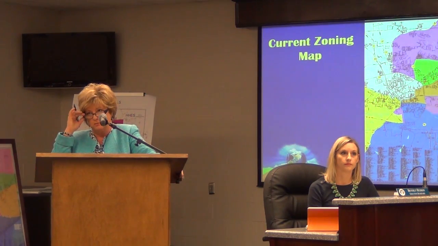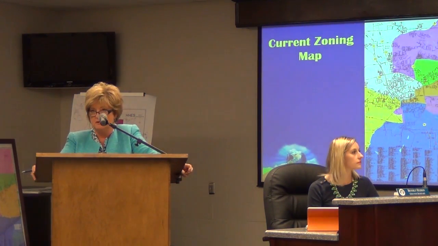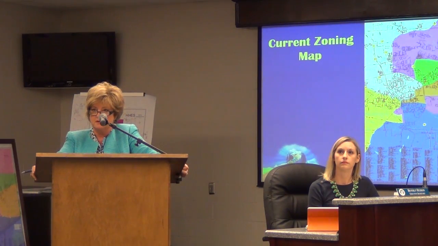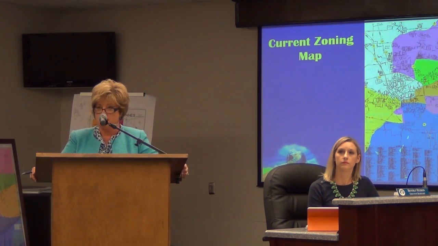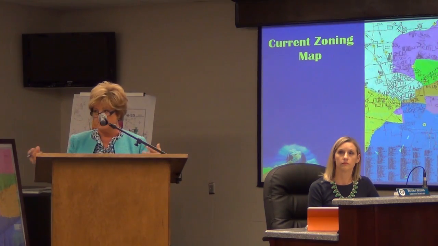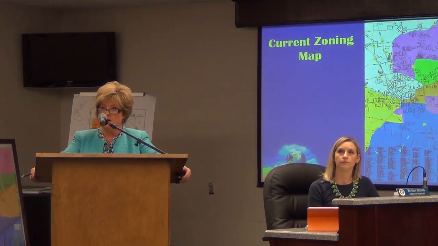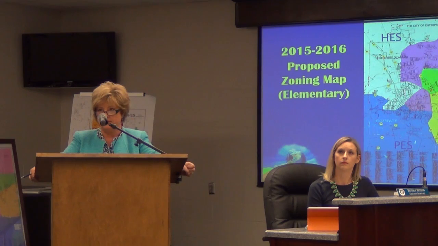Our current zone, if you can see the screen, looks like this. The white is Hillcrest, the pink is Holly Hill, and you will see that we had two sections within the district that were not contiguous to Holly Hill. Heron Creek is the bright lime green. Rucker Boulevard is the mustard color, and then the blue at the bottom is the Pinedale zone. That's our current zoning map.